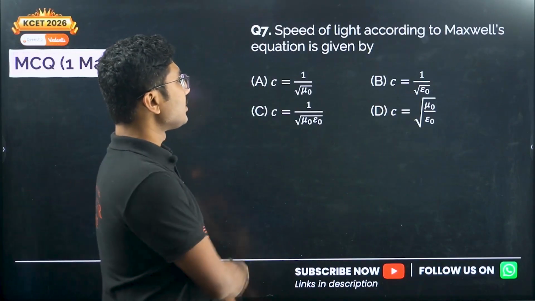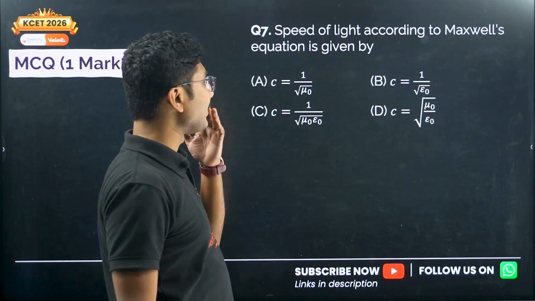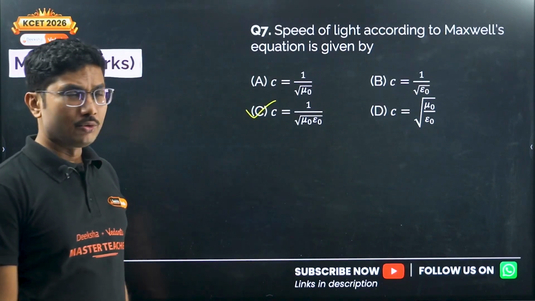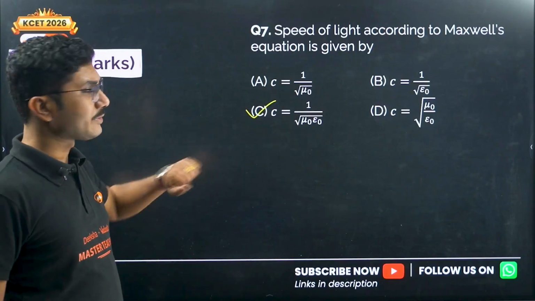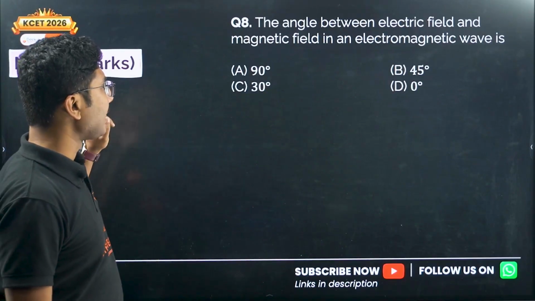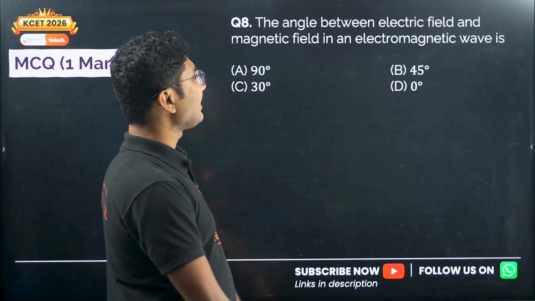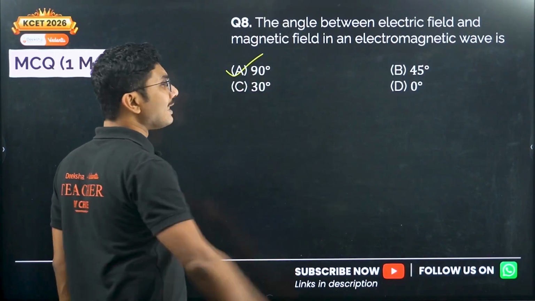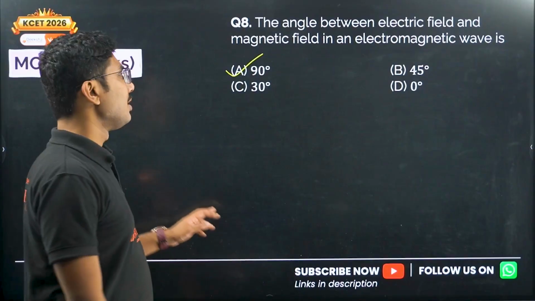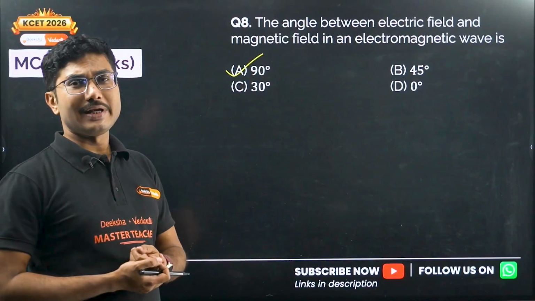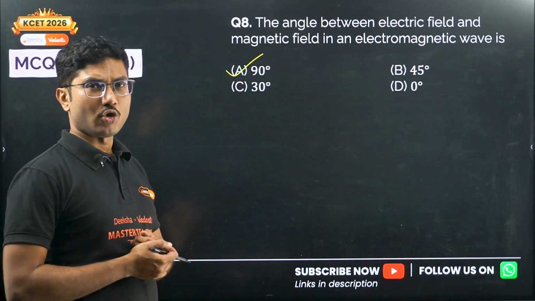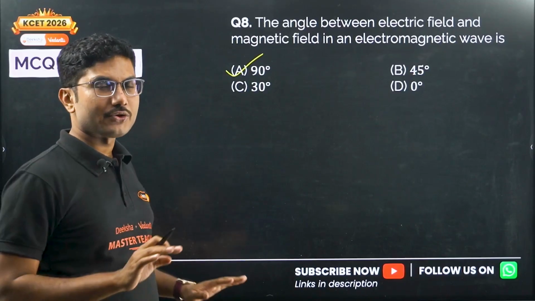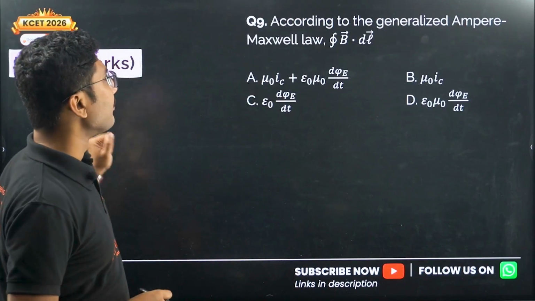Next question, the speed of light according to Maxwell's equation is given by C equals to 1 by square root of mu naught epsilon naught. So this is the expression for speed of light. The angle between electric field and magnetic field in an electromagnetic wave is 90 degrees. No other angle is possible. Electric field and magnetic field should always be normal to each other, that is perpendicular to each other. No other angle is possible for an electromagnetic wave.